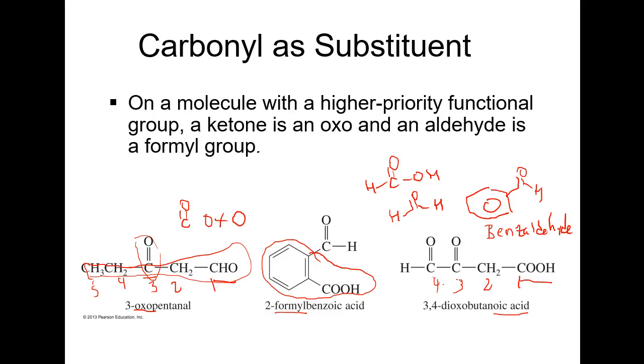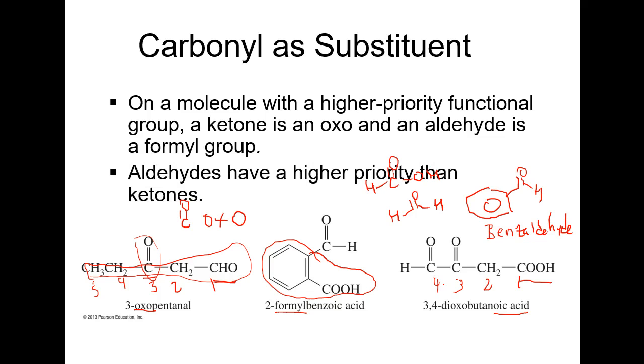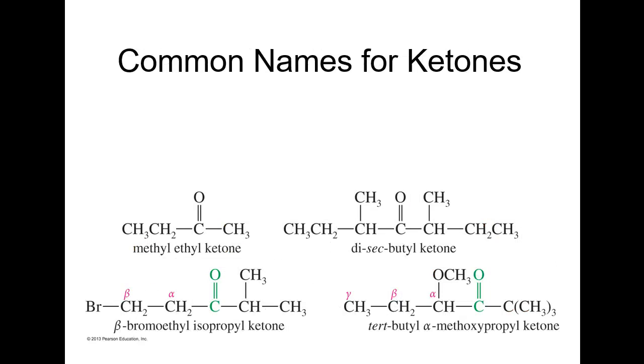Okay, so any molecule with a higher priority functional group, a ketone is an oxo, and an aldehyde is a formyl if it's on an aromatic ring. Okay, aldehydes have higher priorities than ketones. That's just because of the order at which it falls on the molecule. Now, there's some common names for ketones. Okay, there's only probably one here that I want you to know, and that's the methyl ethyl ketone.